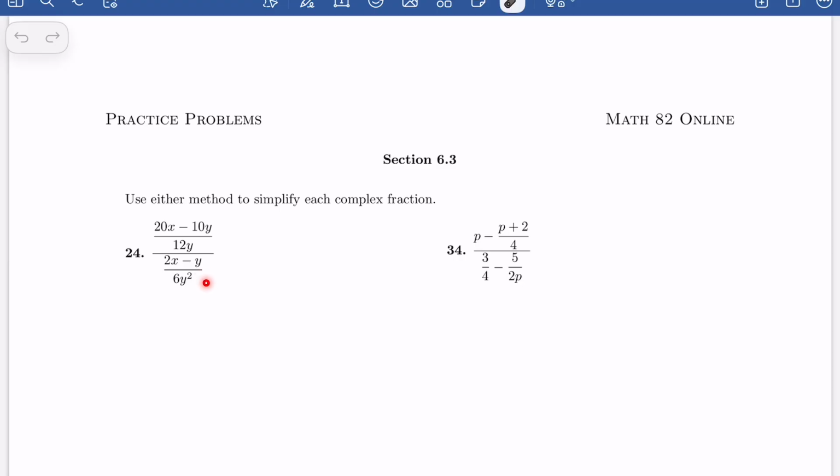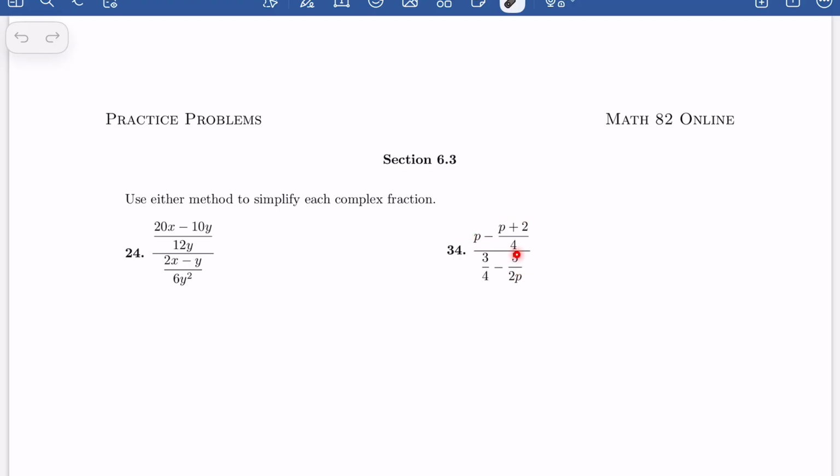Now, in both of these examples, I'm going to use both methods. What I mean is for this first example, I'm going to use the first method, and for the second, I'm going to use the second method. The reason why I'm going to use the first method in this case is because notice I have a single fraction in my numerator and my denominator. This means that I can easily use the first method because I don't have to simplify the numerator and the denominator separately first.